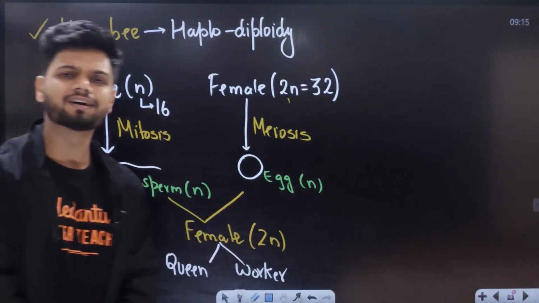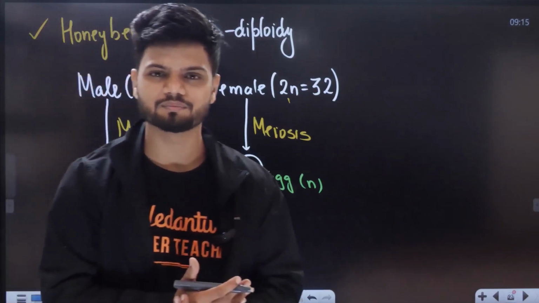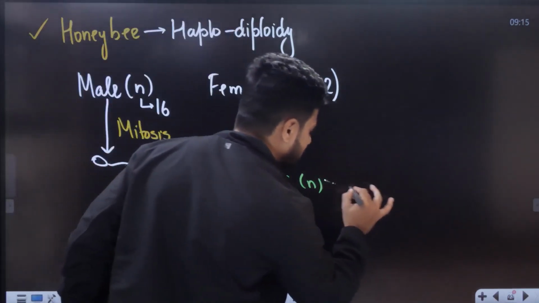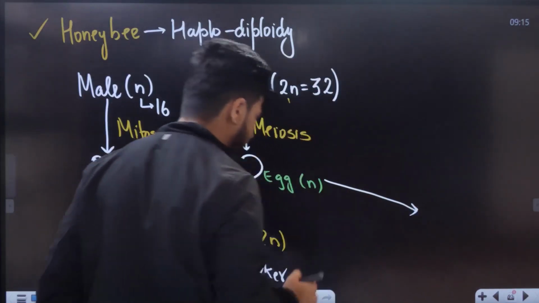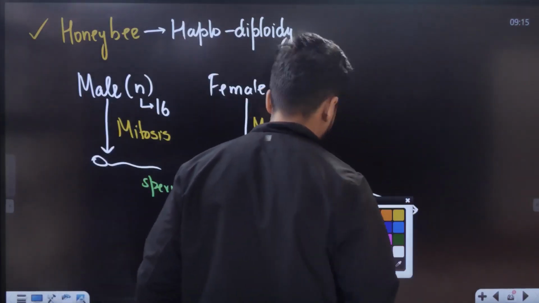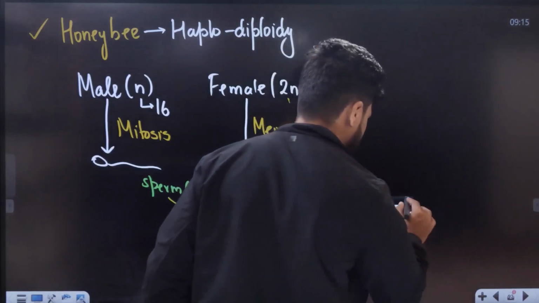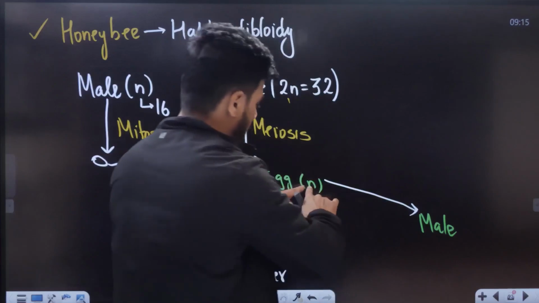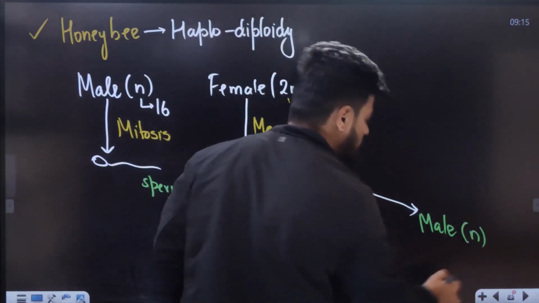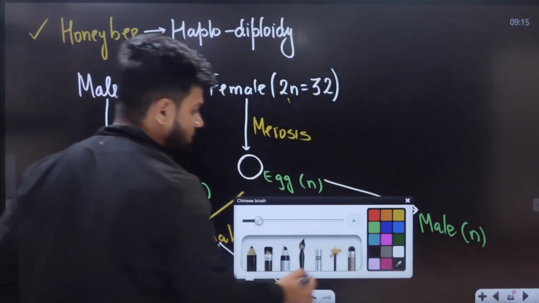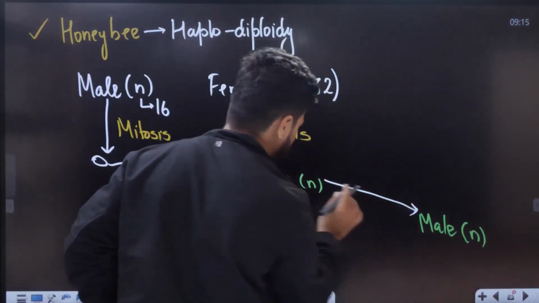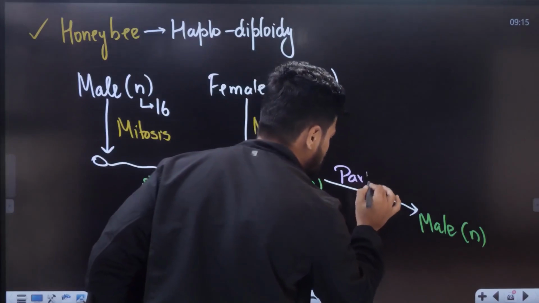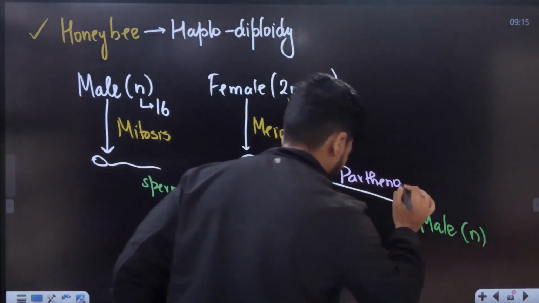Now you'll ask me, sir, where are the males then? Understand. This egg right here develops directly into the male, and haploid. And this process where the males are formed directly from the egg is called parthenogenesis.